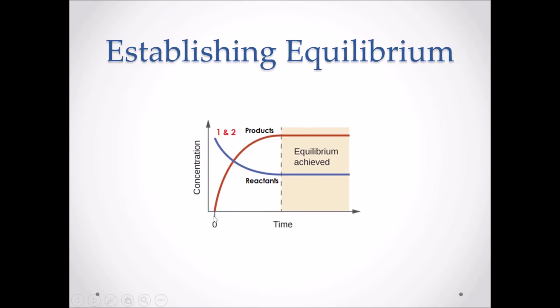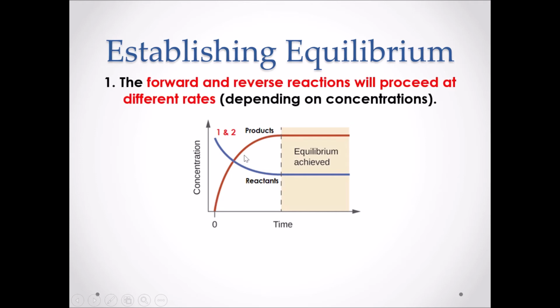We can see at time 0, we have a high concentration of reactants. Therefore, we're only starting with reactants, and we are starting with 0 products. At point number 1, the forward and reverse reactions will proceed at different rates. Well, this will depend on the concentration. It's important to know that every time a line goes downwards, that means we are decreasing the rate of reaction. And when a line goes upwards, we are increasing a rate of reaction.